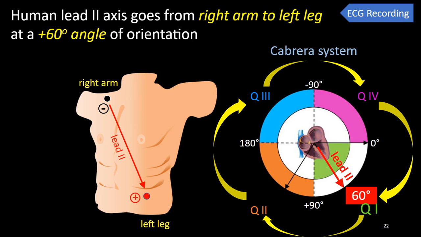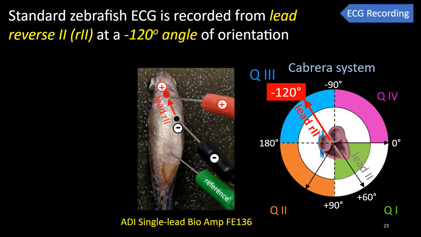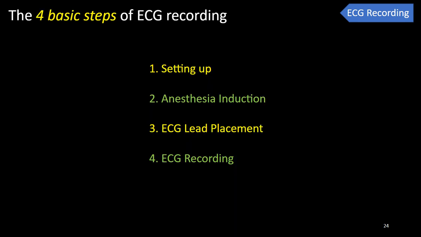Human lead 2 axis is defined by a negative electrode in the right arm and positive electrode in the left leg, orienting 60 degrees on the Cabrera system. In contrast to the routine practice of ECG recording from 12 leads in humans, fish ECG is conventionally recorded from only 1 lead because of the physical limitation in fish chest size. The standard fish ECG lead orients in reverse orientation to human lead 2 at roughly negative 120 degrees. So we name this fish standard lead reverse 2 or R2.